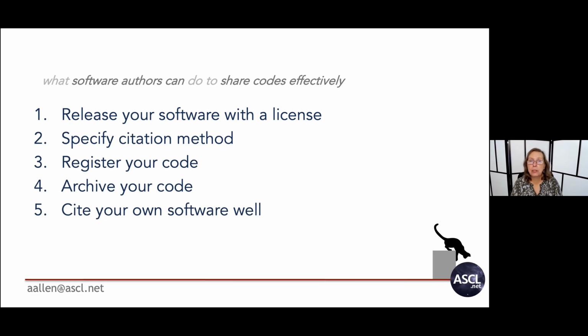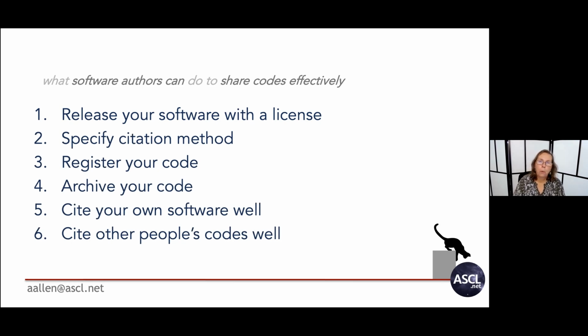Archive, you can send it to Zenodo, you can submit it to the ASCL before you submit the paper or when you submit the paper, and get an identifier that's recognized. So do that. Of course, cite other people's codes well as well. We list preferred citation method for our entries when we know what they are on the ASCL to make it easier for people to cite code.